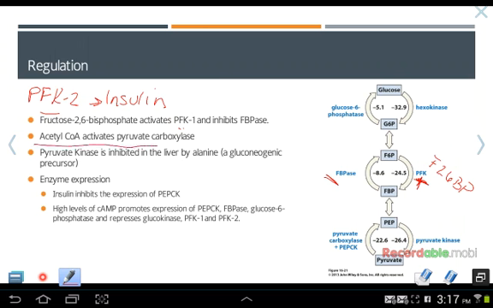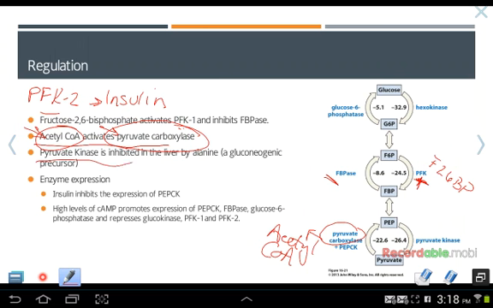Acetyl-CoA activates pyruvate carboxylase. Acetyl-CoA is an intermediate in lipid or fatty acid metabolism. So if we're burning fatty acid in order to make ATP and then we're giving off acetyl-CoA as a byproduct in those reactions, then this would be a good indicator that we have low blood glucose or low glucose being metabolized in glycolysis. So if we're burning fatty acids in order to make ATP, then we must not have any glucose, and so we need to do gluconeogenesis.